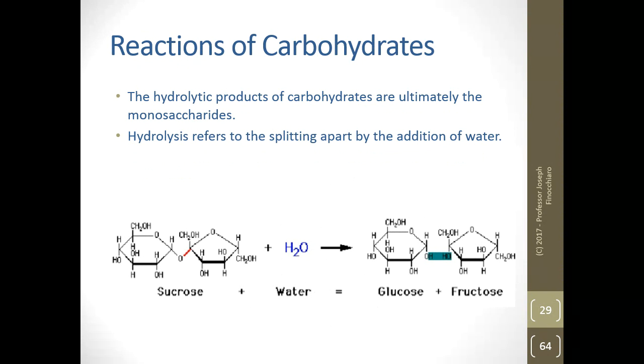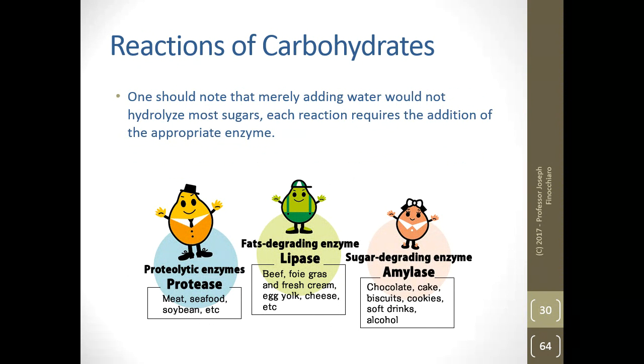It says the hydrolytic products of carbohydrates are ultimately the monosaccharides. Again, no matter how complex the carbohydrate gets, at the end of the day, it's built up of monosaccharides. So if you're going to decompose it to its roots, it's going to go back always to a monosaccharide. And understand, we're not talking about just adding water to the sugar and watching it break down, okay? This is a bit more complex. So besides the addition of water, you need a specific type of enzyme.